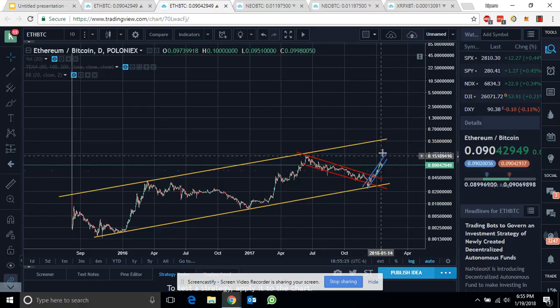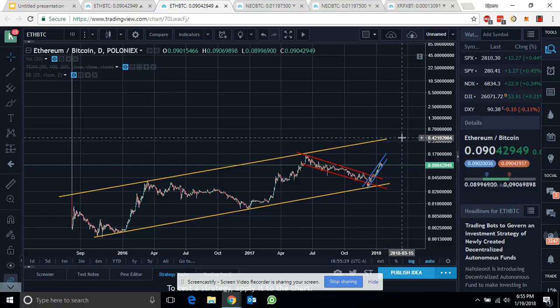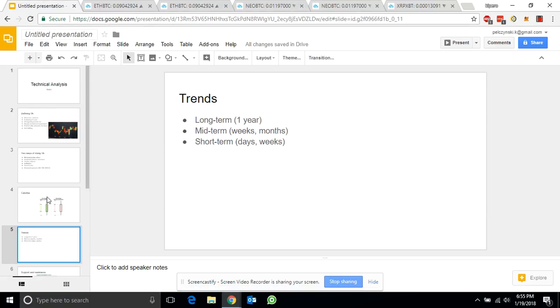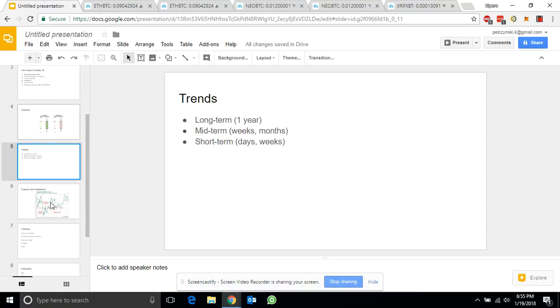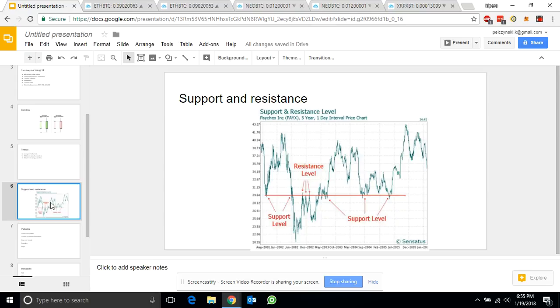Look, from 0.02 to, I don't know, sometime in the future 0.4 maybe, or if it takes a longer time, maybe 0.7. Who knows? We don't know. But as soon as it touches this line, if I extend it, I'll probably try to sell my position. Anyways, those are the trends and channels. They are very important. But let's talk about support and resistance.